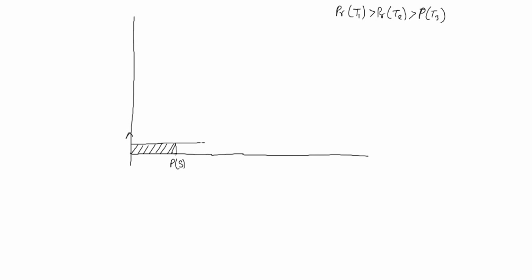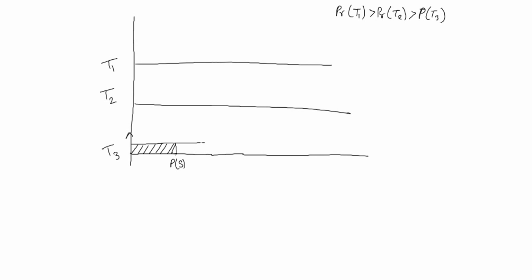Okay, so at this point T2 arrives. This is T1, this is T2, and this is T3. At this point T2 arrives. So obviously T2 has higher priority, so it has to wait, right? T3 is in the critical section, but it has to release the resources so that T2 can execute.